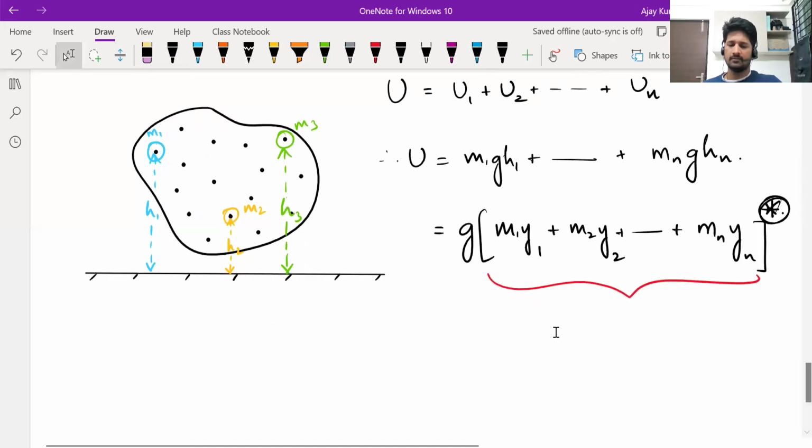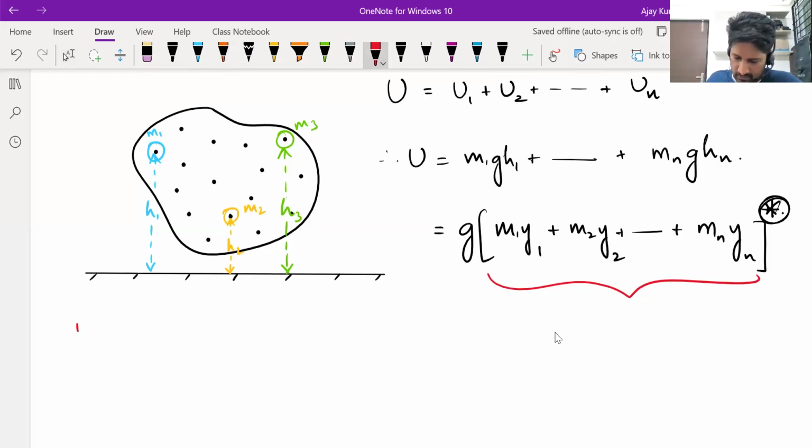Y coordinate of center of mass. Very good. Rishi, can you tell me the formula for y coordinate of center of mass of separate particles? The integral formula is correct only, but that's for continuous mass distributions. If particles are separate.